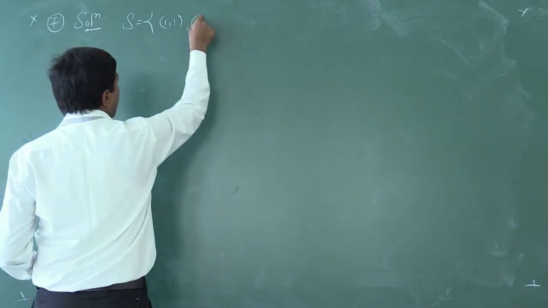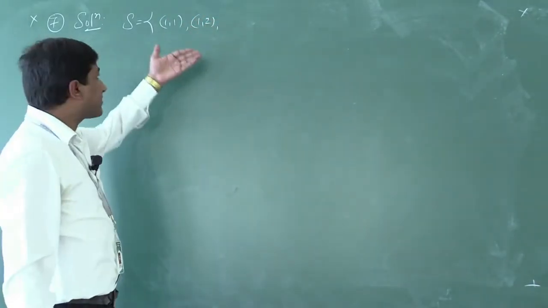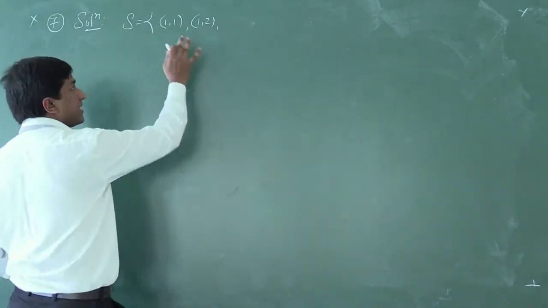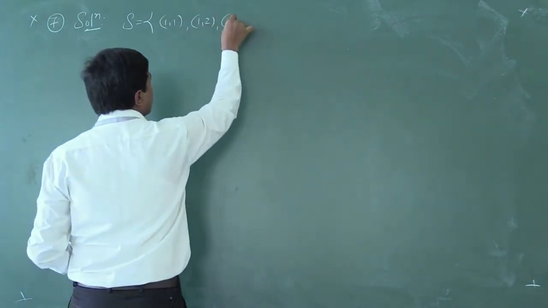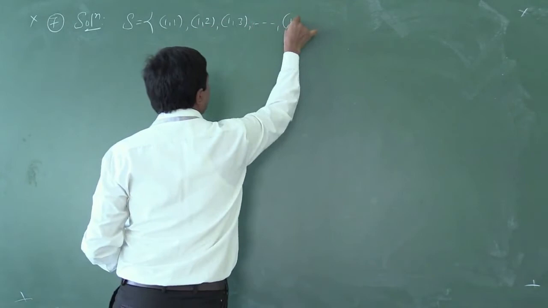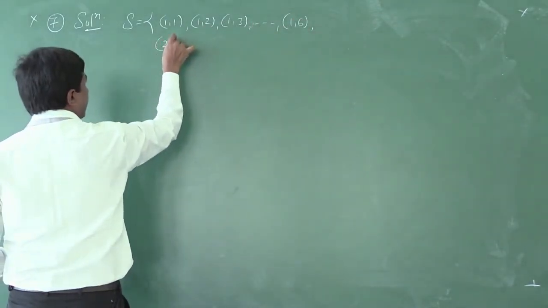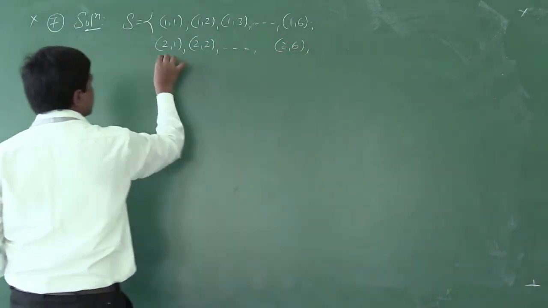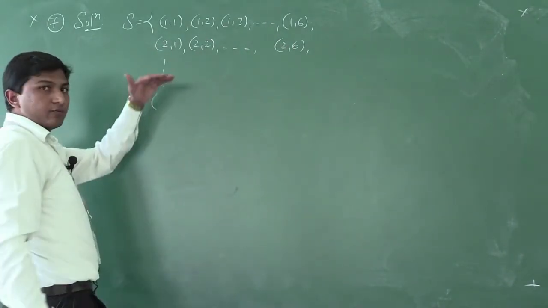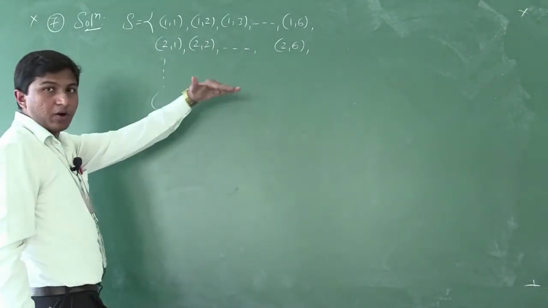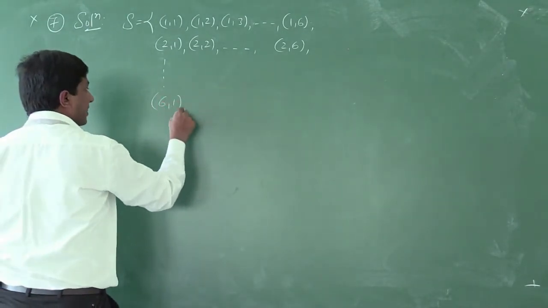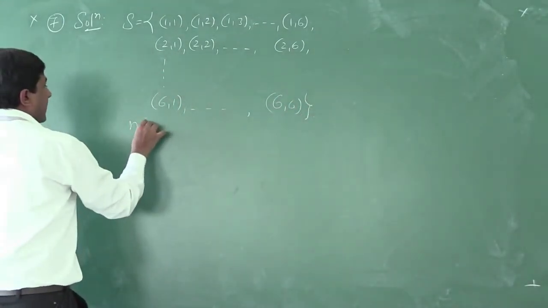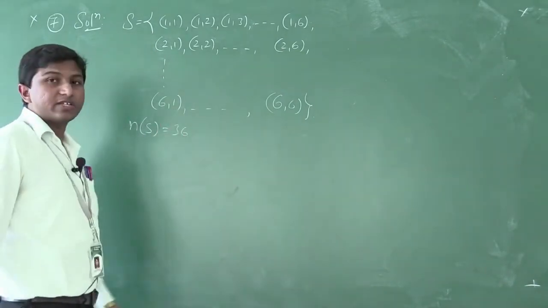We start from 1, 1, 1, 2, because this is the random experiment of tossing two dice, right? So we have the outcomes as 1, 1, 1, 2, 1, 3, so on up to 1, 6. Then we have 2, 1, 2, up to 2, 6. Similarly, I have 3, 1, 4, 1, up to 4, 6, 5, 1, up to 5, 6. So we have 6, 1 up to 6, 6. We know that this sample space has 36 elements.